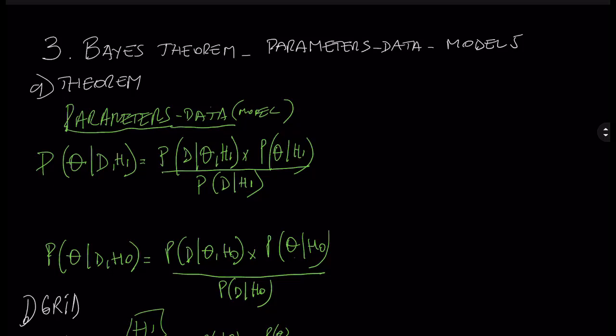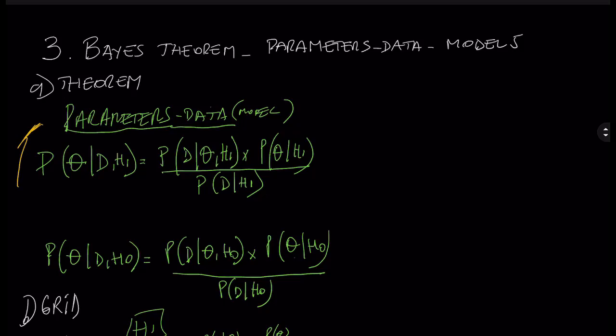We've already gone through the Bayes theorem in the form of events and in the form of parameters and data. Now we are going to add some complexity. We are going to add the idea of models. So first, let's start with this version of the Bayes theorem.